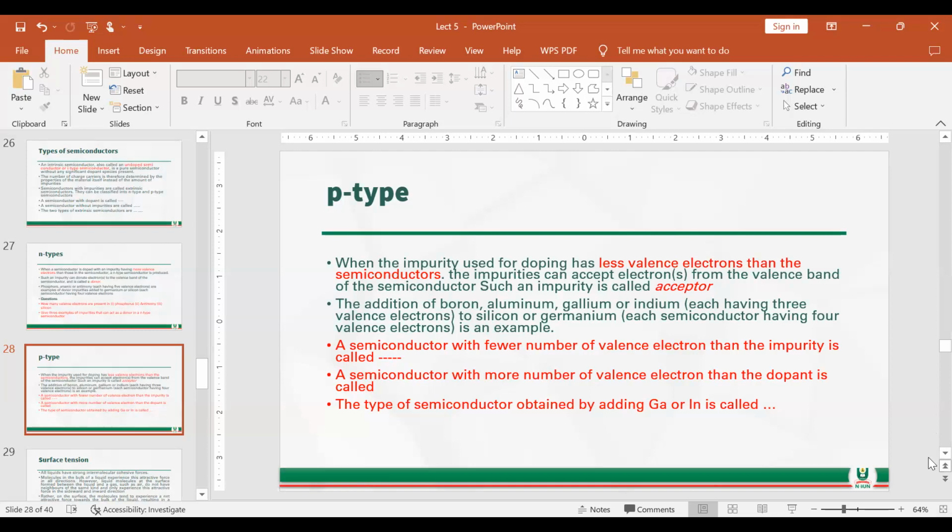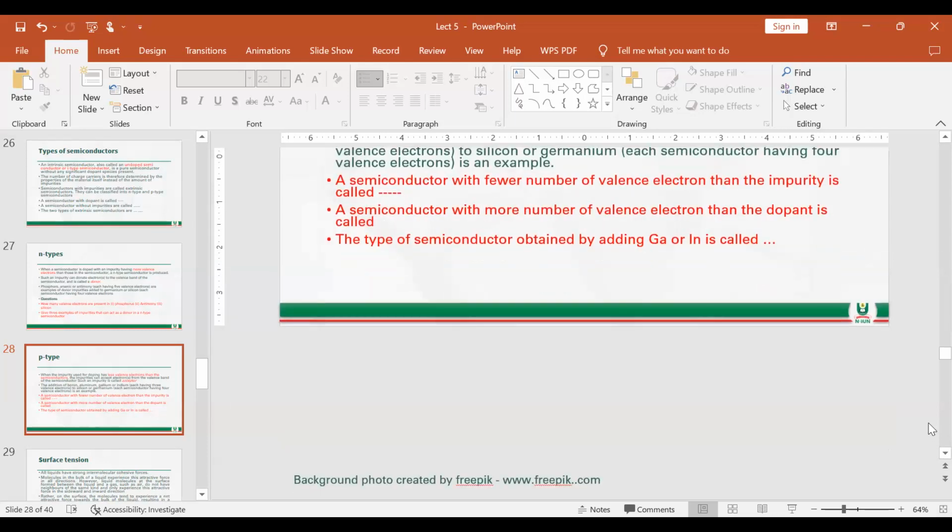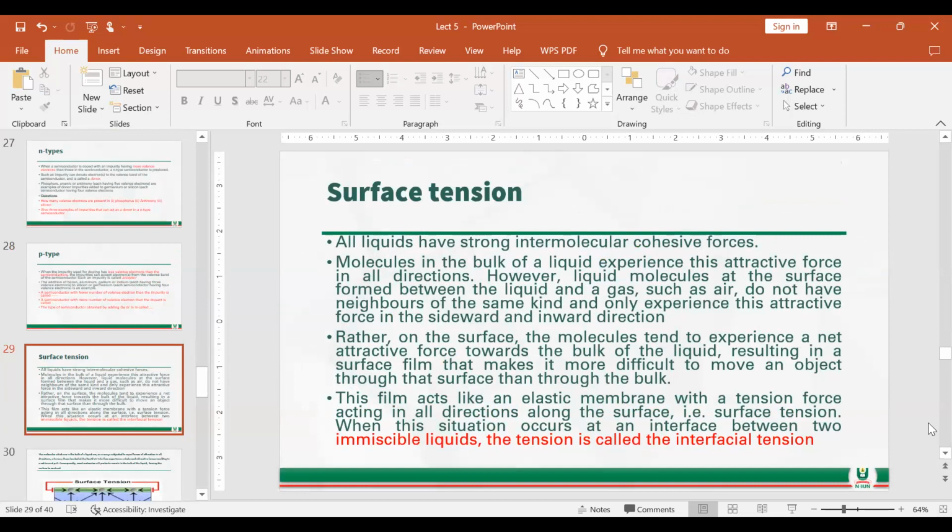So we're able to see that, and we move further to surface tension. A liquid has strong intermolecular forces. Molecules in the bulk of a liquid experience these attractive forces in all directions. For instance, if you are in the water, you can carry a very large stone inside the water because that attraction is not too much. There's no serious force inside the body of the water. But once you want to bring it to the surface, you find there's so much attraction, and that attraction is actually caused by surface tension, because at the surface the attraction is sideward and inward, but inside the body there is a balance of attraction in all directions.